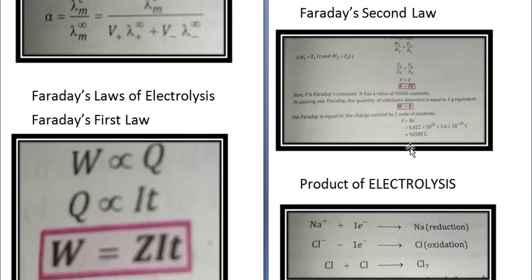Okay. Now next is products of electrolysis. Products of electrolysis depend on the nature of the material which is being electrolyzed and the type of electrode being used. For example, if we do electrolysis of NaCl, the products formed are sodium metal and chlorine gas. So at cathode what will you get? Na+ plus 1 electron will give you Na. Reduction will take place. At anode, Cl- minus 1 electron will give you Cl. This is oxidation, and Cl will combine with another atom of Cl to give you Cl2, chlorine gas.